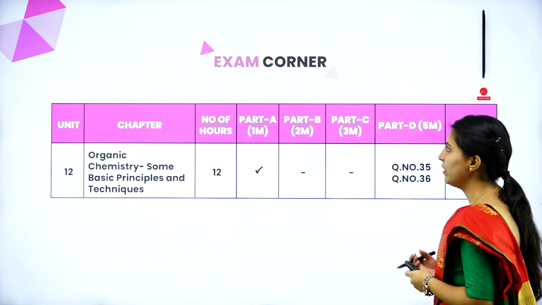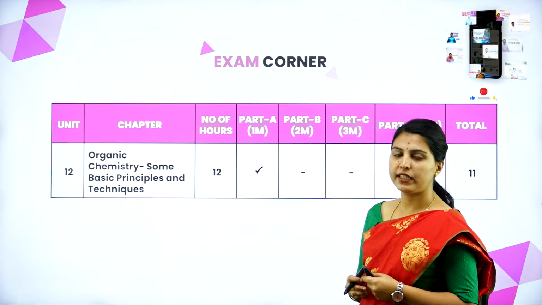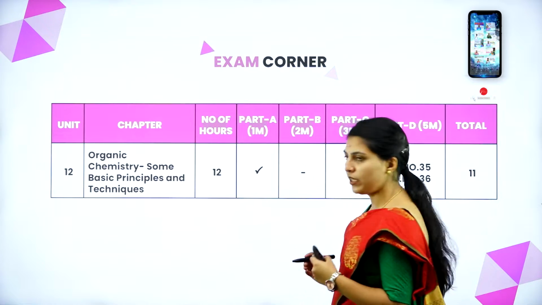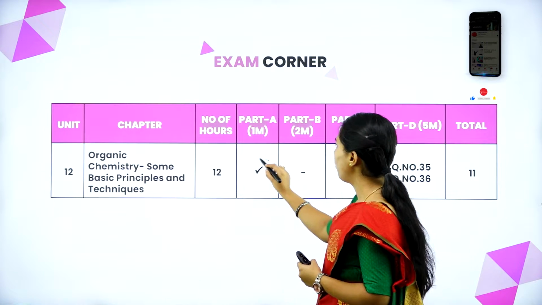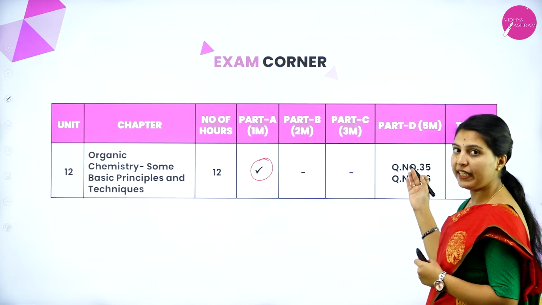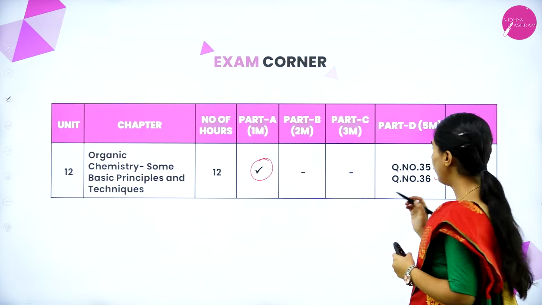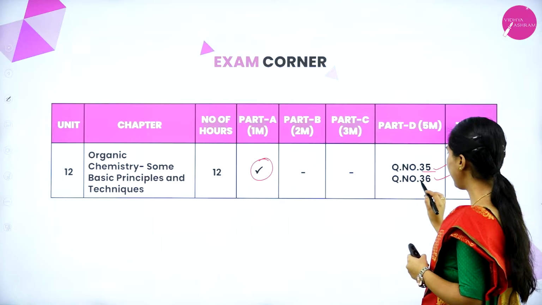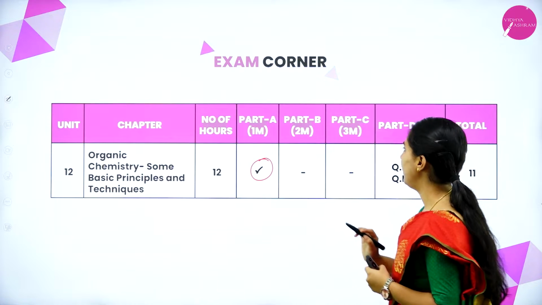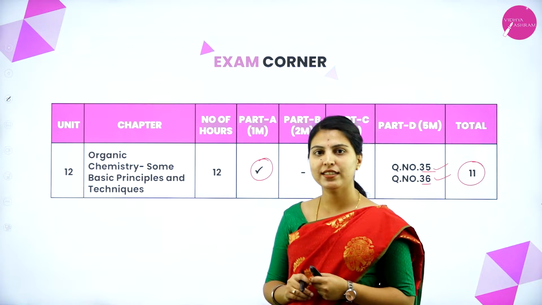Today we are going to start a new chapter, that is Organic Chemistry, some basic principles and techniques. Now we'll see the exam corner, that is the weightage of marks allotted by the state board. The number of hours will be 12. From Part A, that is 1 mark questions, one question will be given from this chapter, and in Part E, that is 5 mark questions, 2 questions are given in question numbers 35 and 36. 5 into 2, 10, plus 1, 11. Overall, 11 marks will be allotted for this chapter.